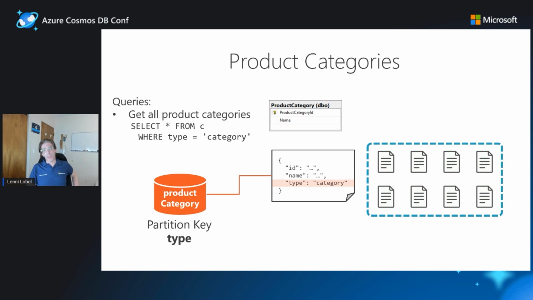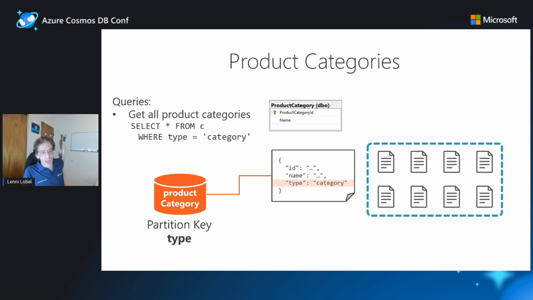Anything that's of reasonable size, and when I say reasonable size, I mean it'll fit inside of a single logical partition, which is limited to 20 gigabytes in size. And we certainly don't have a list of product categories coming anywhere near that. So there's no problem at all putting them all inside one single logical partition.